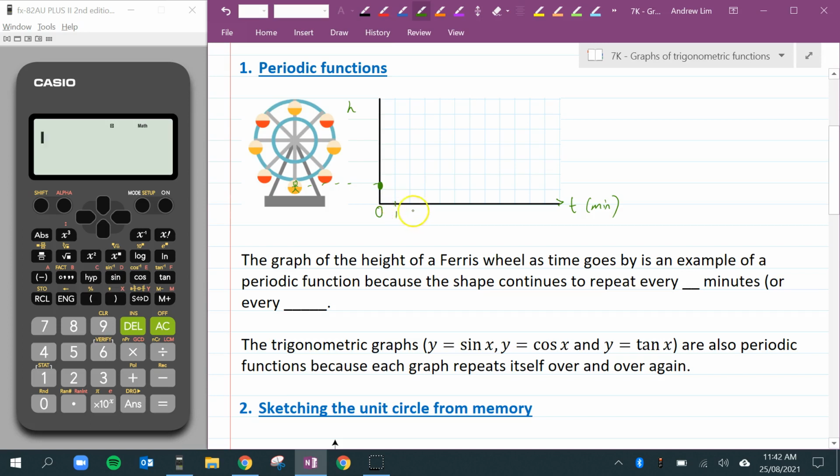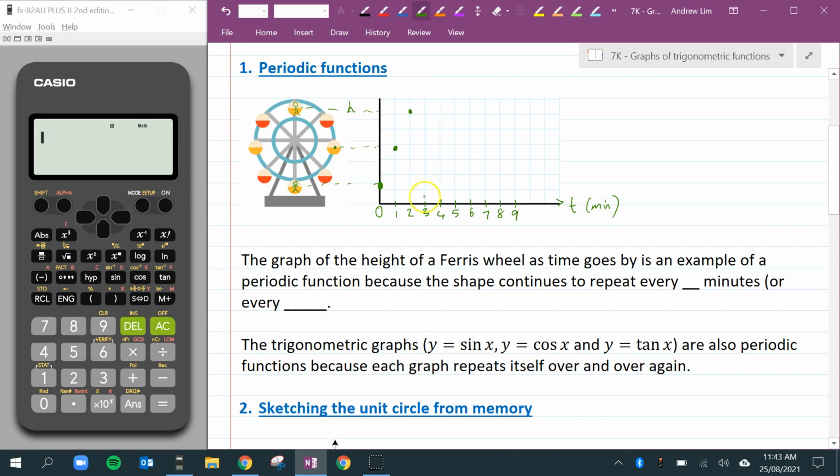1 minute later, let's see how high you are. That's good enough. So 1 minute later, you've gone 1/4 of the way because it takes 4 minutes to go one complete revolution. 1 minute later, you're up here, which means you're at this height. I'm going to put a dot there because that's where you are 1 minute later. 2 minutes have passed. Now you're at the very top. If we were to draw how high you are after 2 minutes have elapsed, you're up here.